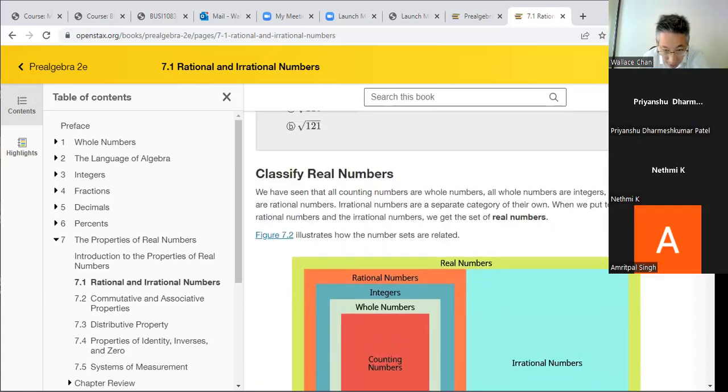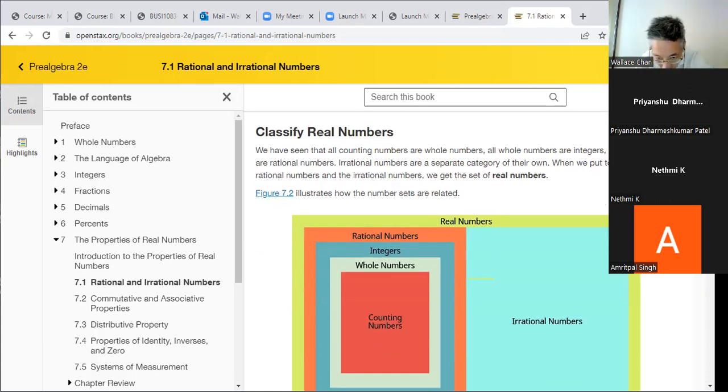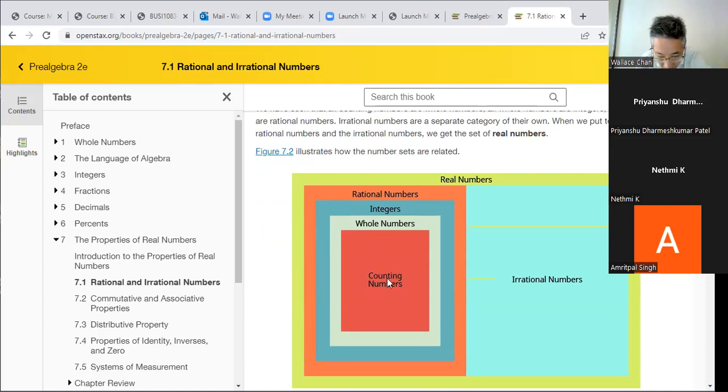Now it is time for us to step back, rather than looking at individual trees, to look at the forest. So far, this is what we have learned. We have natural numbers or counting numbers: 1, 2, 3, 4, 5. On top of the counting numbers, we have whole numbers, which are the counting numbers and 0. And on top of whole numbers, we have integers, which are all the whole numbers and the negative integers. And then we have rational numbers.